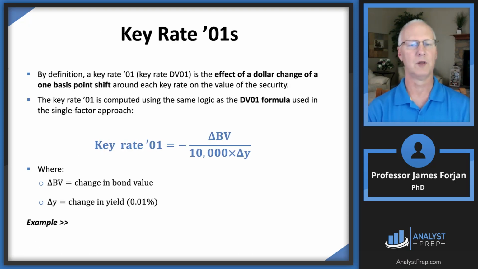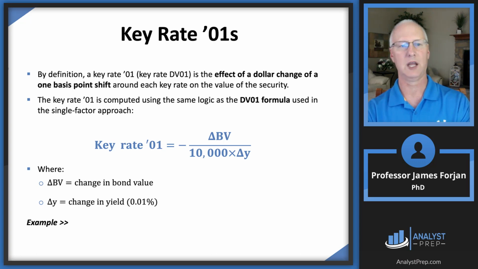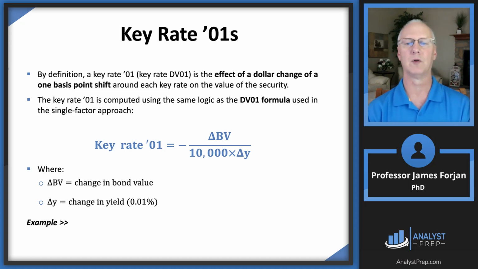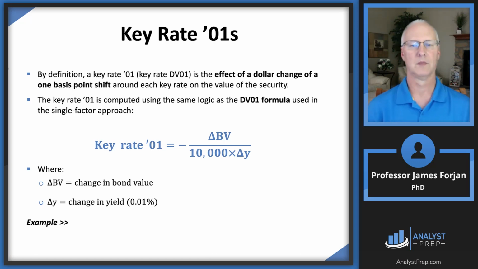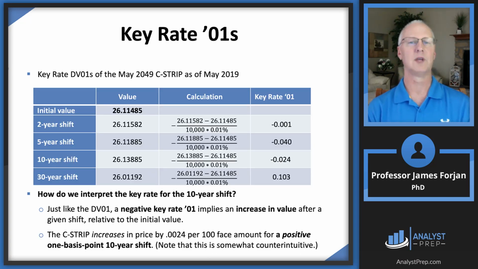Now, here's a good formula for the key rate, and this shouldn't be surprising to you. The key rate 01 is going to be the effect of a dollar change of 1 basis point shift. So we're going to do this formula. We had this in the last chapter as well. We're going to have in the numerator the change in the value of the bonds, and then we're just going to standardize it by 10,000 because we're doing it by the change in yield, and so that change in yield, 1 basis point, 0.0001, right? So let's work through an example here.